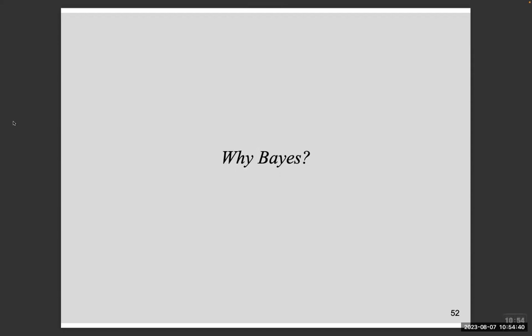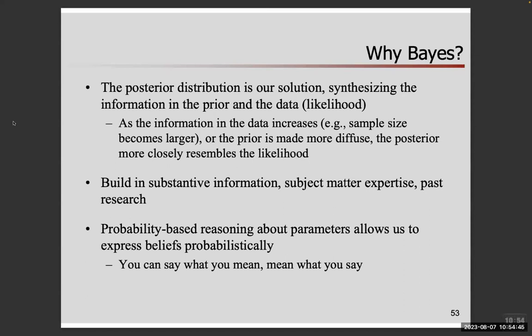Okay. So why Bayes? In a Bayesian analysis, the posterior distribution is our answer, our solution. As we've talked about, a synthesis of two sources of information: information coming from the data and information coming from the prior. As the information in the data increases, like we get more and more data points, or the prior is more diffuse, more vague, more spread out, more cautious, if you will, then the posterior more closely resembles the likelihood, the information from the data.